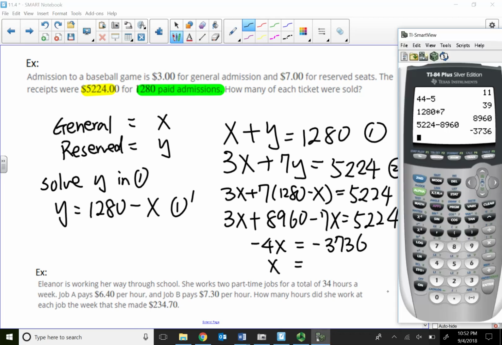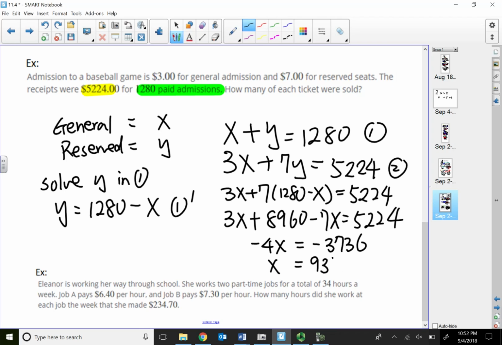My answer: 934. So 934 represents x, which represents general admission. So I sold 934 general admission tickets.